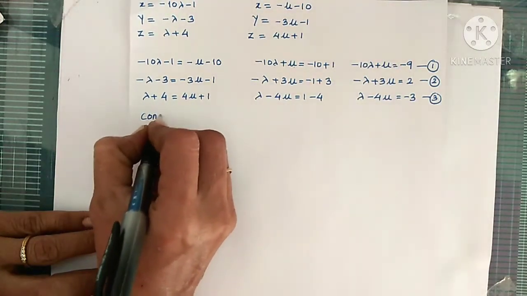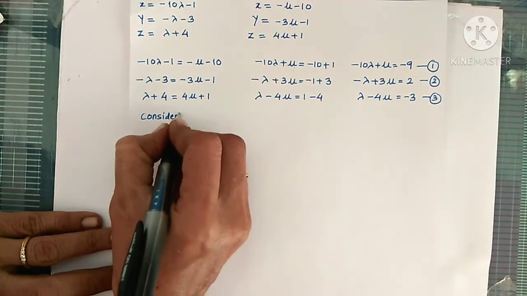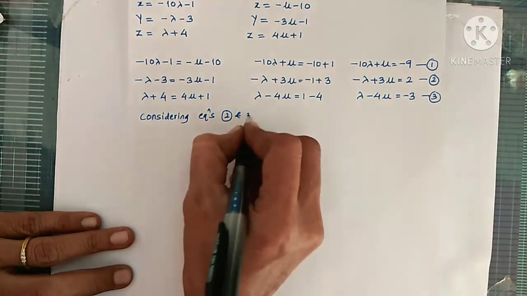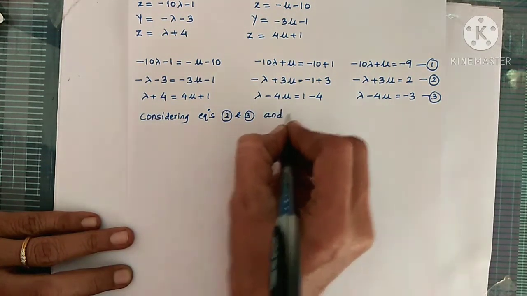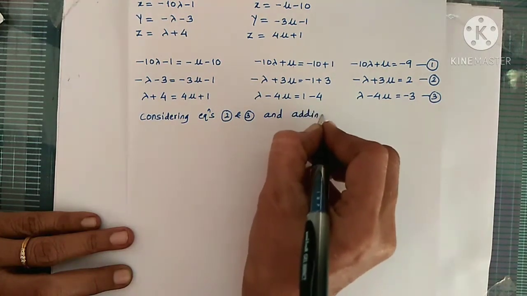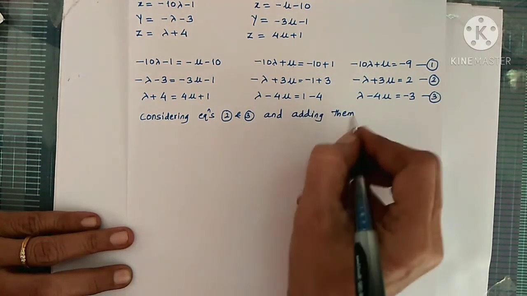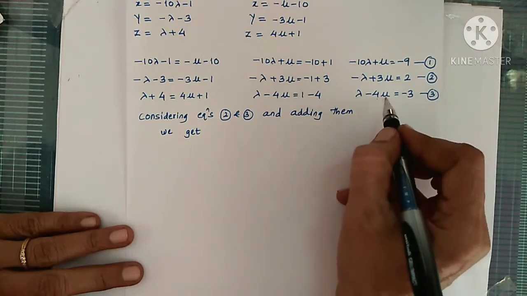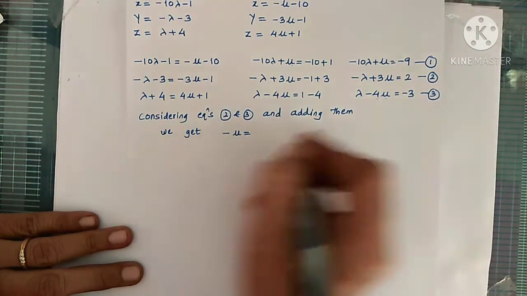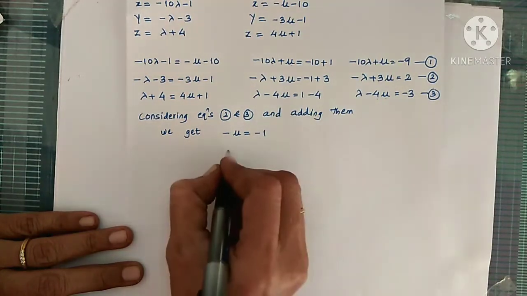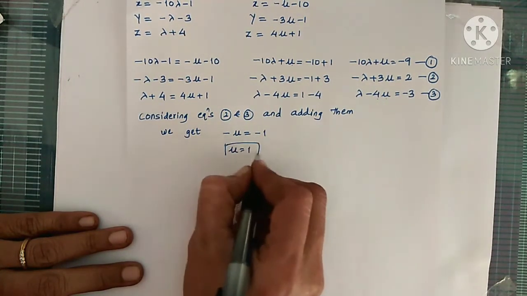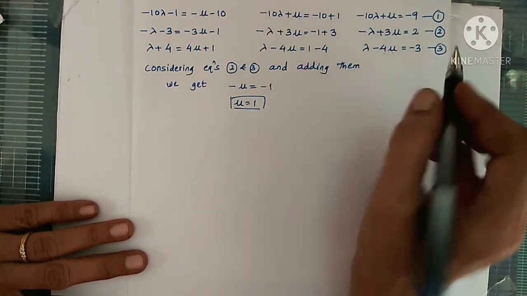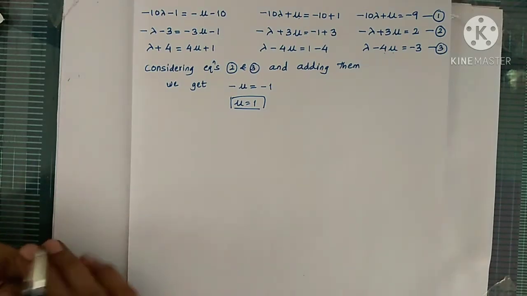So considering equations 2 and 3 and adding them, lambda gets cancelled, and 3 mu minus 4 mu gives us minus mu equal to 2 minus 3, that is minus 1. So we get the value of mu equal to 1. Now substituting this value in the second or third equation, we can find the value of lambda.